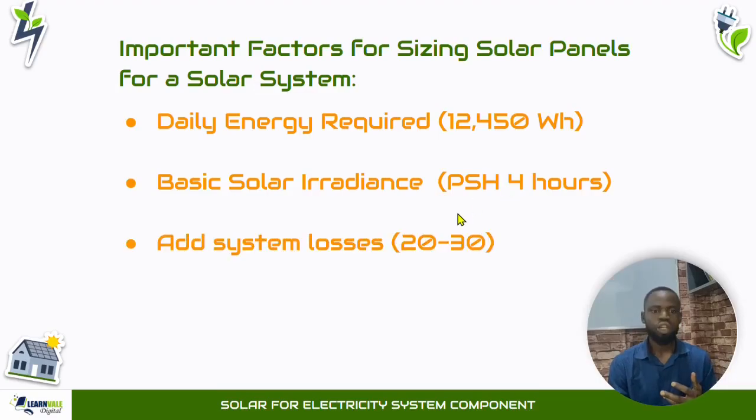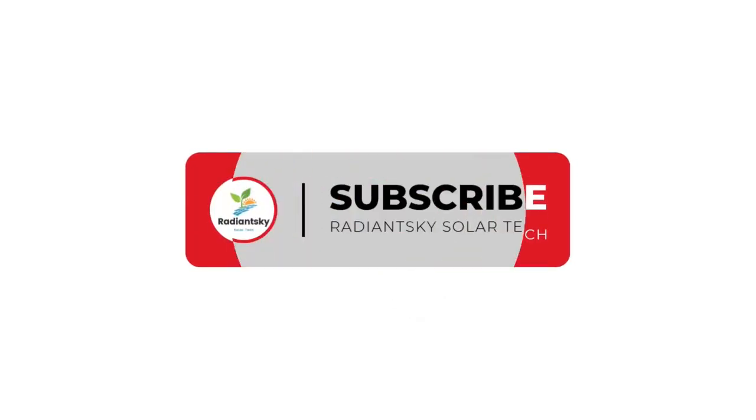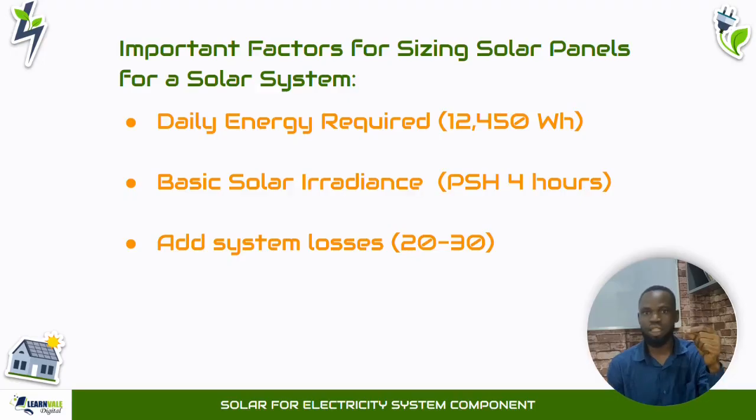You also have to add system loss. System loss is always there, so you have to add it. Your solar panel cannot deliver 100% of its efficiency, so it's necessary to add system losses to make sure you cover all the energy loss processes involved in transmitting the energy from the solar panel to your inverter and batteries and all that. So you need to accommodate all these things for efficiency.